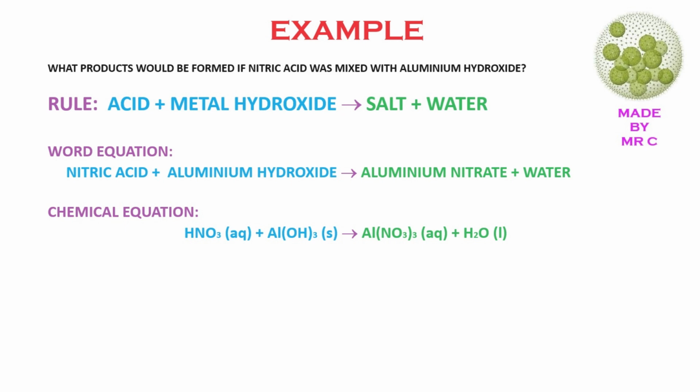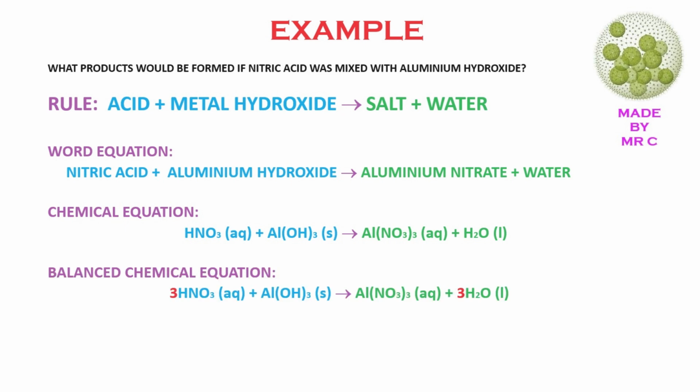Then we draw in the arrow, and the aluminium nitrate is Al(NO3)3, because once again the aluminium is 3+ and the nitrate is -1, so it takes 3 nitrates to balance out the +3 charge on the aluminium. And aluminium nitrate is aqueous, plus H2O, which is water, and that is a liquid, so we write in brackets L.